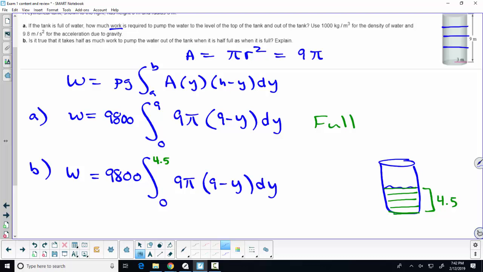And then we can compare. I don't think it's true that it takes half the work. But then we would have a definitive statement one way or the other. Okay, any questions on that?